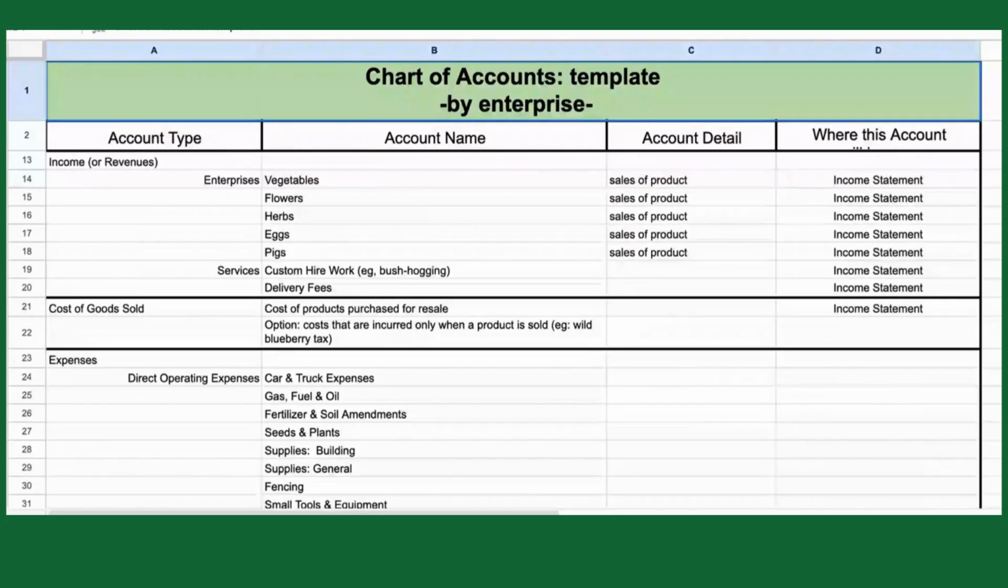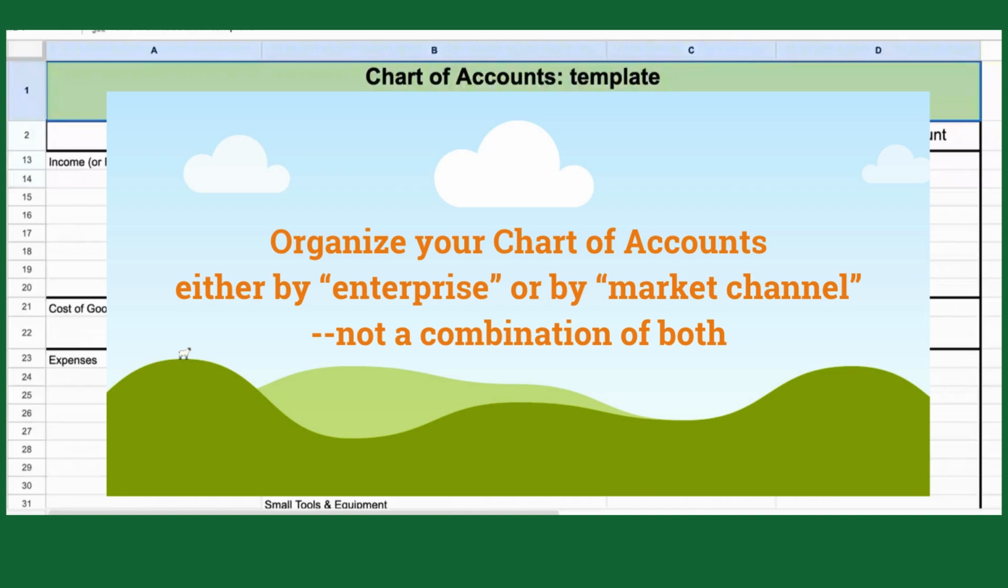Now, moving down past the banking and equity section, we find the next section in the chart of accounts focuses on the income or revenues accounts. And in this template, I have organized the income accounts by enterprise. So here's a chance to highlight a few more strategies. First, when setting up your income accounts, organize the list either by enterprise or by market channels. Try to avoid mixing enterprise accounts together with market channel accounts in your income section.